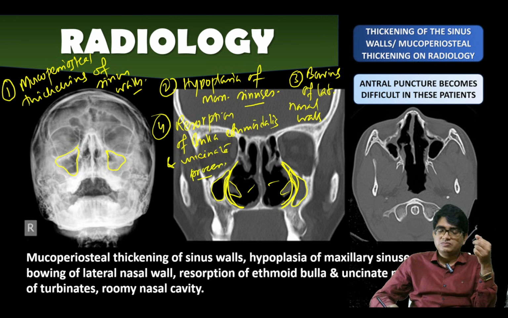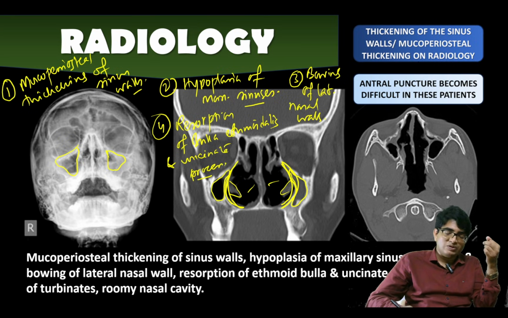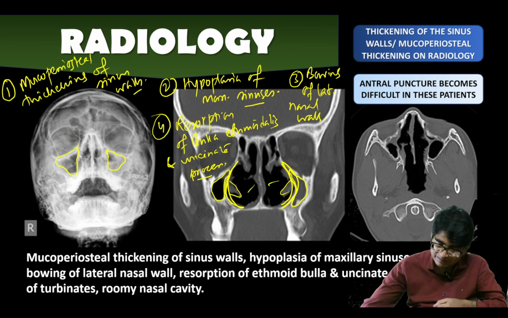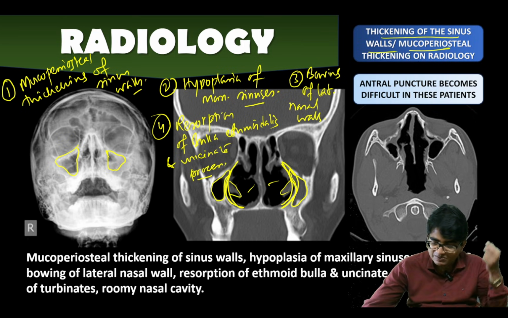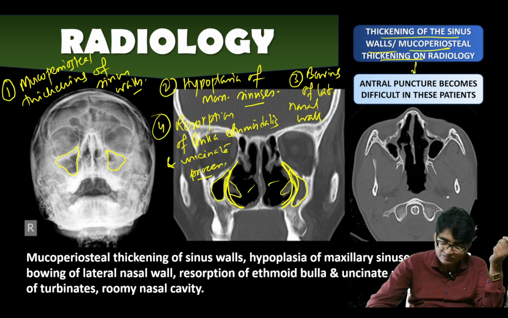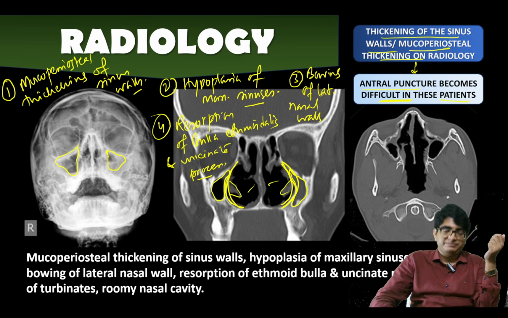Correct? Okay. Now, as the patient is having a thick and bony sinus wall, so what happens? Thickening of sinus walls and mucoperiosteal thickening. If we go on and do an antral puncture for this patient, that will be difficult. Correct? Okay. Now coming to other investigations.